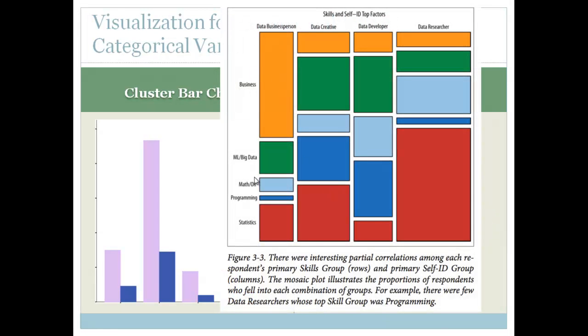So we have one qualitative variable over here: business, big data, math, OR, programming, statistics, and then the skills of the people identified as they have in different areas. And so what we look at in here is the big boxes. So data researchers tend to view themselves as having a background in statistics, whereas data researchers, the blue is programming, don't generally view themselves as having a lot of programming skills.